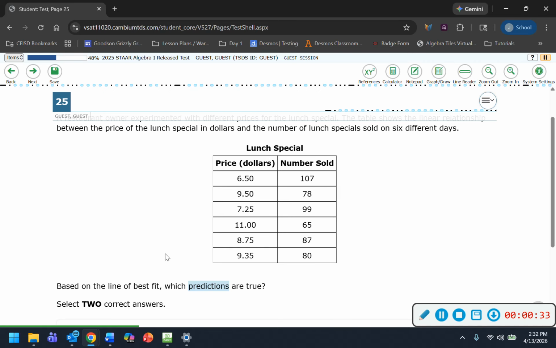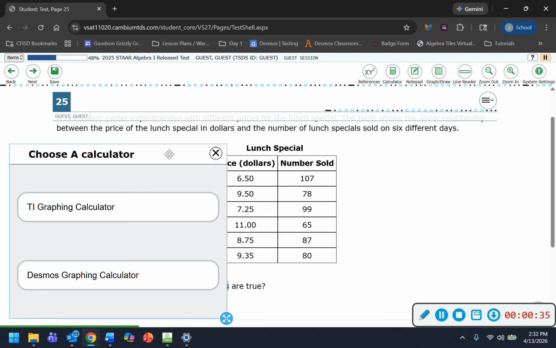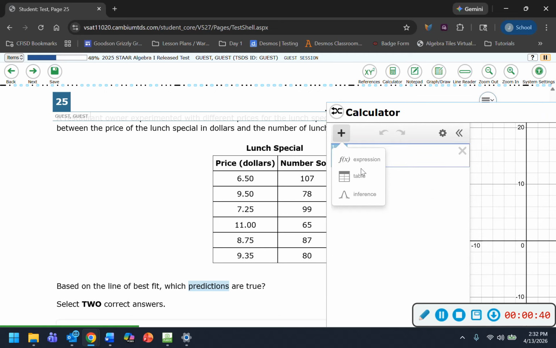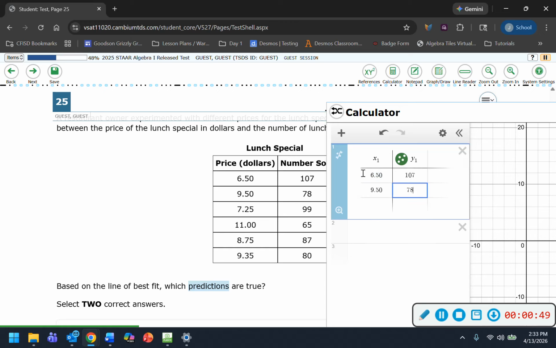So what we're going to do is we're going to have to type in the whole table to get a visual of the data set into the calculator. So let's go ahead and start there. 50, 950, let's use tab, 107, 78.